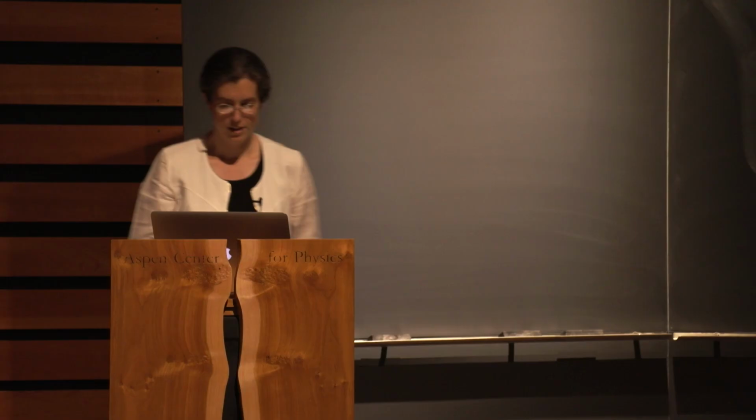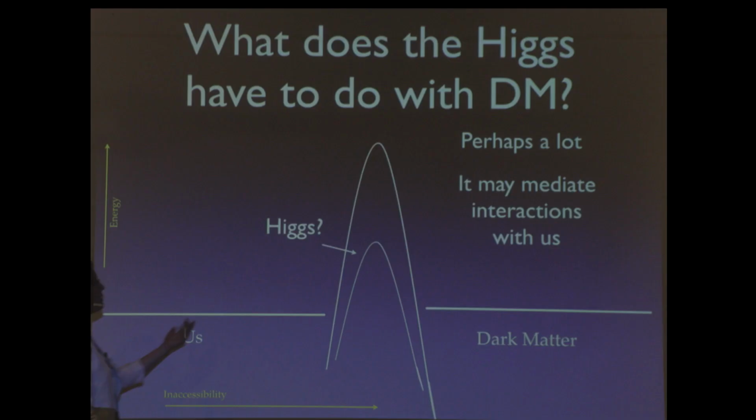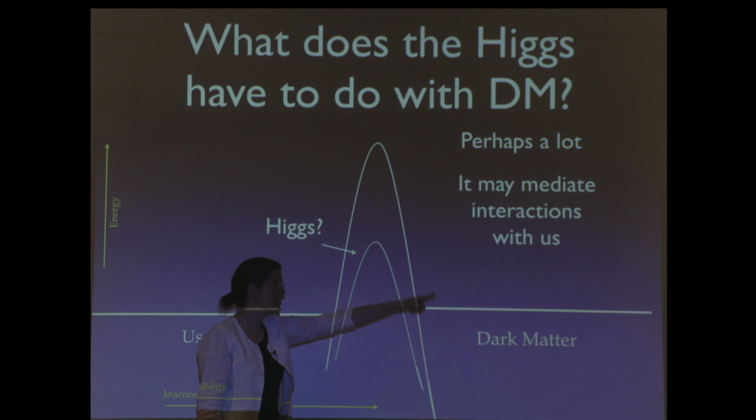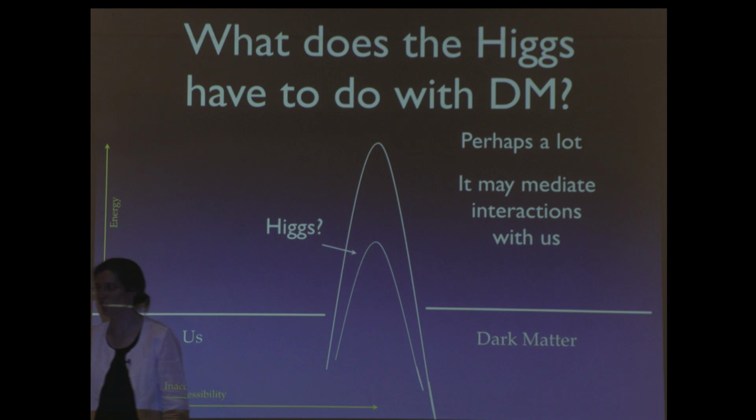So what does the Higgs have to do with dark matter? Well, we actually think that the Higgs might be a particle that could be one of these lower peaks that would allow us to see over to the dark matter sector. Okay, so it may, in fact, mediate interactions with us. And this is one of the things that we're looking for in these very precise underground detectors, very rare interactions with us that are mediated by the Higgs boson.